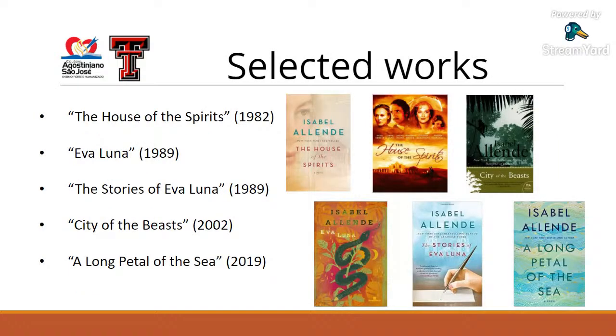And here are some of her other works. She's got The House of the Spirits from 1982. Eva Luna, 1989, is where this short story comes from. The Stories of Eva Luna, okay, 1989. It's from, actually, I think it's from The Stories of Eva Luna. I apologize. City of the Beasts, 2002, The Long Petal of the Sea. So there you have some of her work.